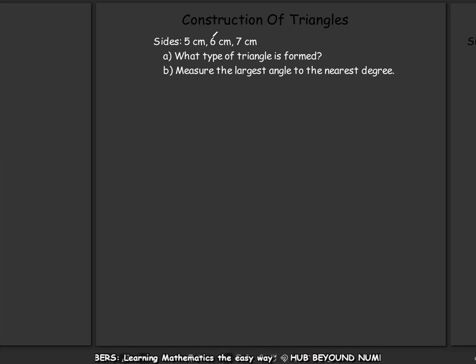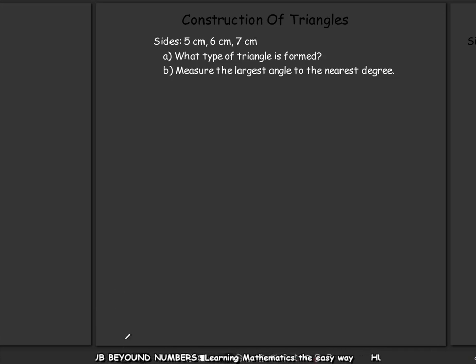It's very simple. So for this question here, it says the sides of the triangle are 5 centimeters, 6, and then 7 centimeters. And it goes on to ask what type of triangle is formed, and we have to measure the largest angle to the nearest degree. This triangle can be constructed in any orientation. I would want to let my base be 7 centimeters.